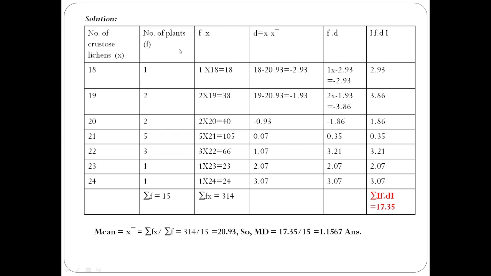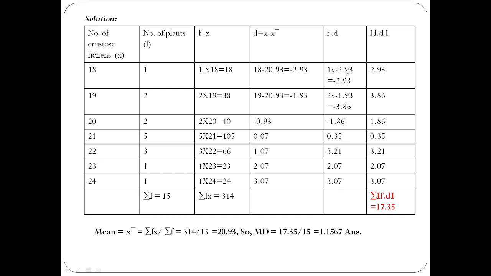So it is d, we have f, we need to find out fd. Just multiply f into d. So it is 1 into minus 2.93, that is minus 2.93, 2 into minus 1.93, that is minus 3.86, then 2 into minus 0.93, that is minus 1.86. So in this way, we need to find out the fd.